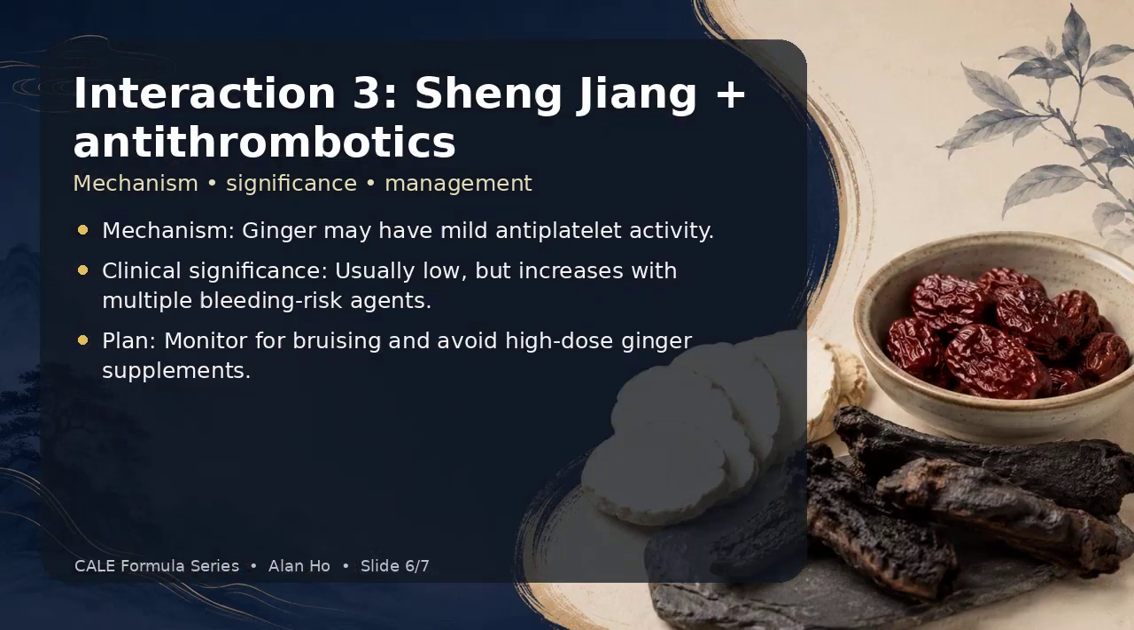Interaction 3 is Sheng Jiang plus antithrombotics. The mechanism is ginger may have mild antiplatelet activity. The clinical significance is usually low, but increases with multiple bleeding risk agents. My management plan is monitor for bruising and avoid high-dose ginger supplements.